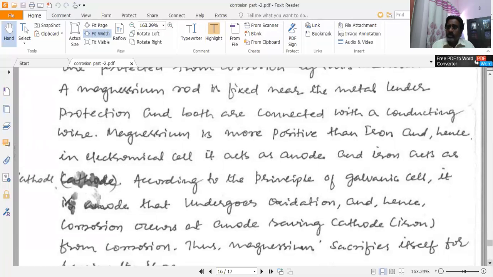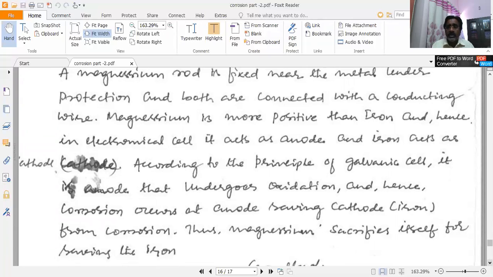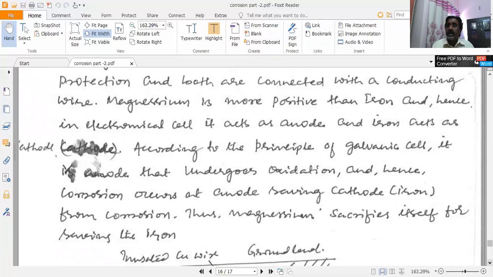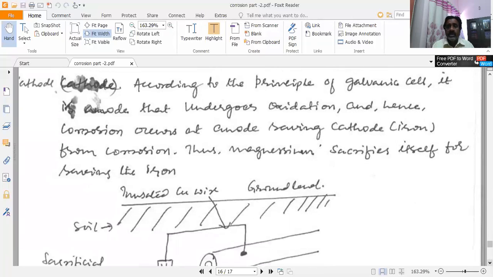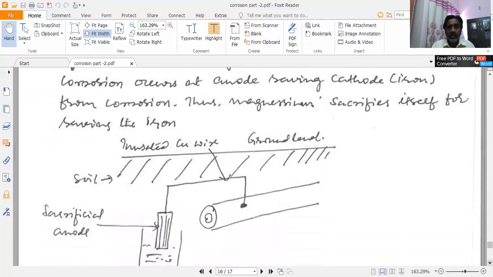Magnesium is more positive than iron, and hence in the electrochemical cell it acts as anode and iron acts as cathode. According to the principle of galvanic cell, it is the anode that undergoes oxidation and hence corrosion occurs at the anode, saving the cathode, that is iron, from corrosion. Thus, magnesium sacrifices itself for saving the iron.